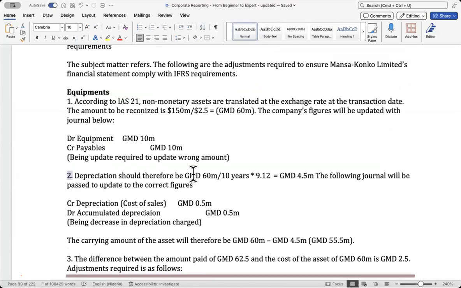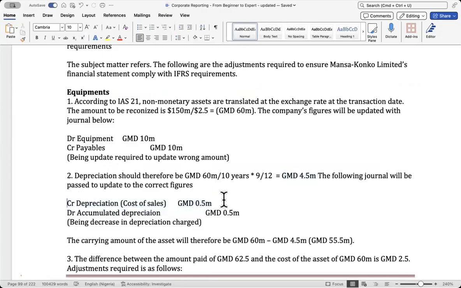Depreciation should therefore be 60 divided by 10, multiplied by 9/12. For 9 months, from 1st January to September. Till September. So that gives me 4.5. And I said the following journal will be passed to update to the correct figures.